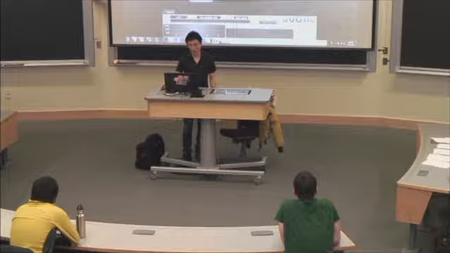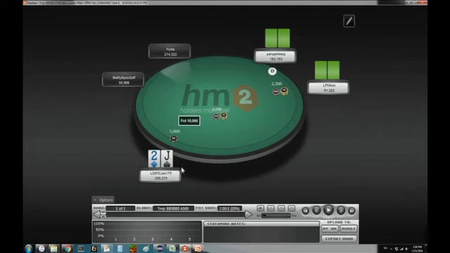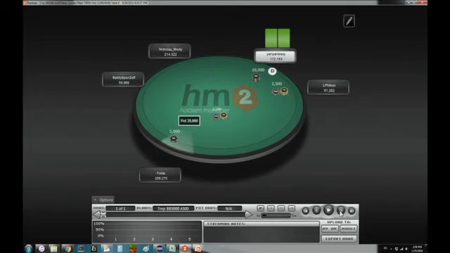So now ICM is a bit trickier because now we're smaller, where getting it all in with any of these guys can really damage us, and there are still two short stacks that everyone is hoping will bust soon.